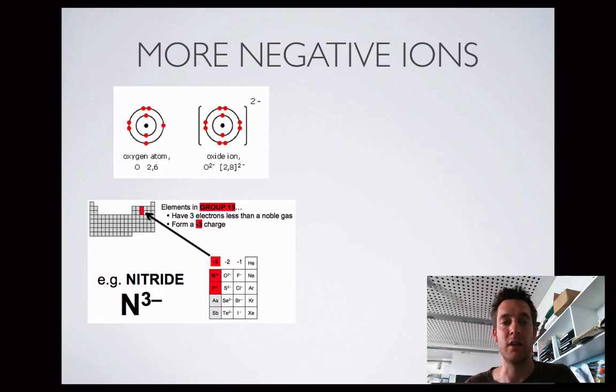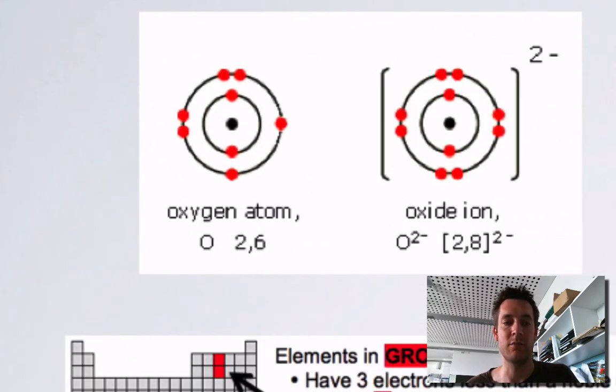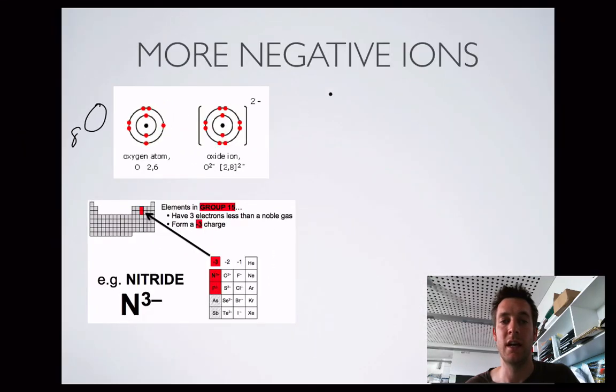Here's some more negative ones, and here's an oxygen atom to begin with. Right, we look up oxygen in the periodic table. It's got an atomic number of 8. That means it's got 8 electrons. So here's an atom with 8 electrons, 8 protons too, right? But it's starting with 8 electrons. It's gained 2 to become an oxide ion.